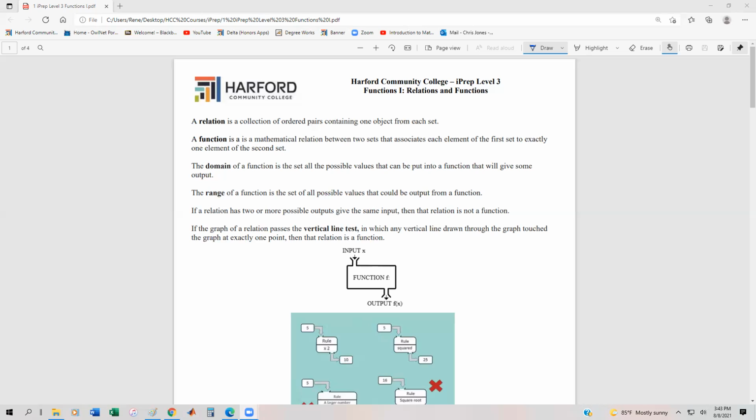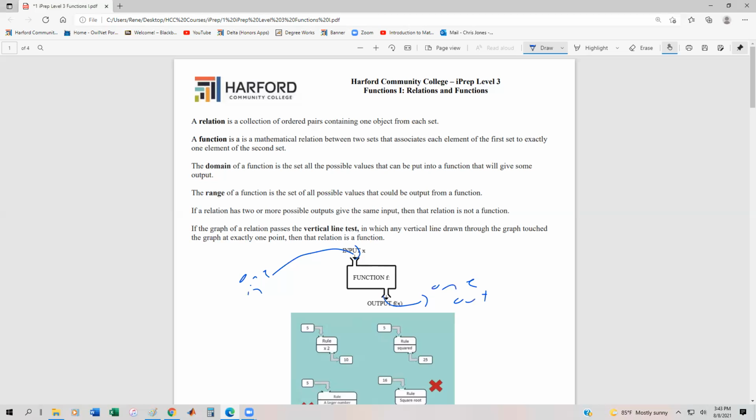A function is basically going to say that for every one specific input, or in other words, every element in one set is going to correspond to exactly one element in the second set. So if we think of a function as a machine and we have these inputs, if we have one input, for a function we're going to have one specific output for that.